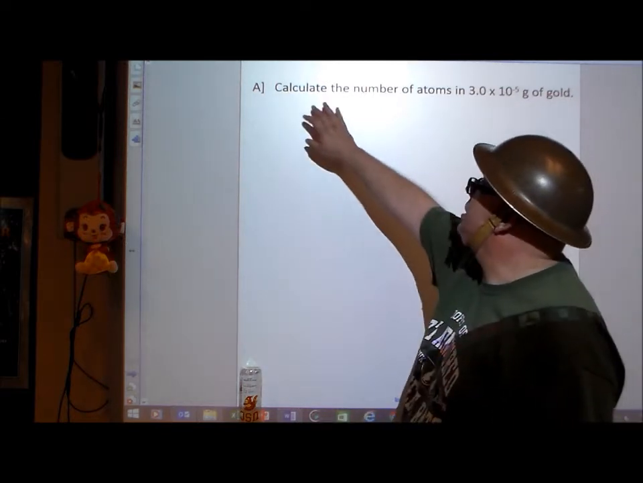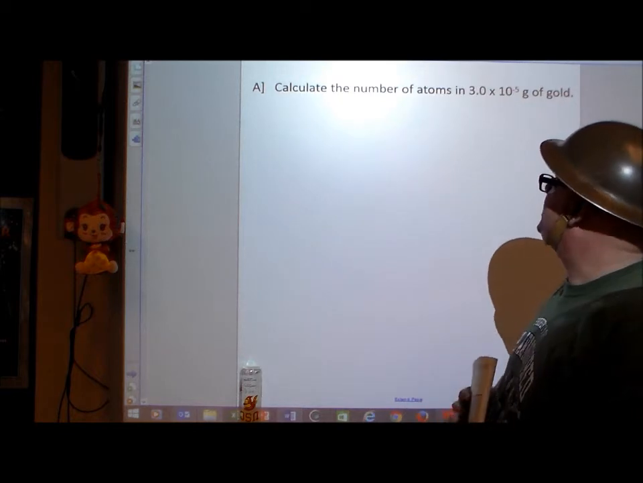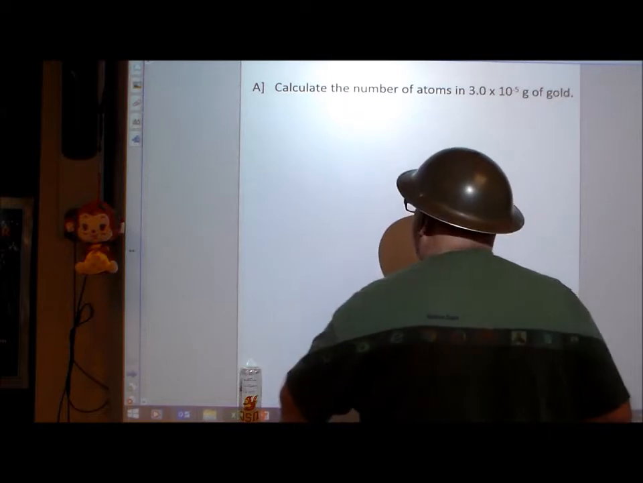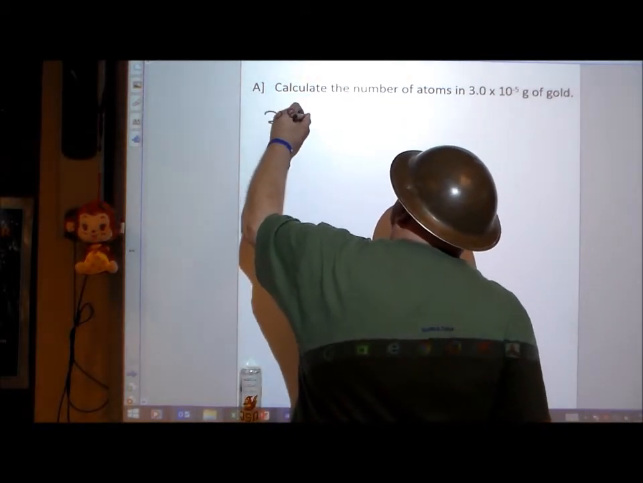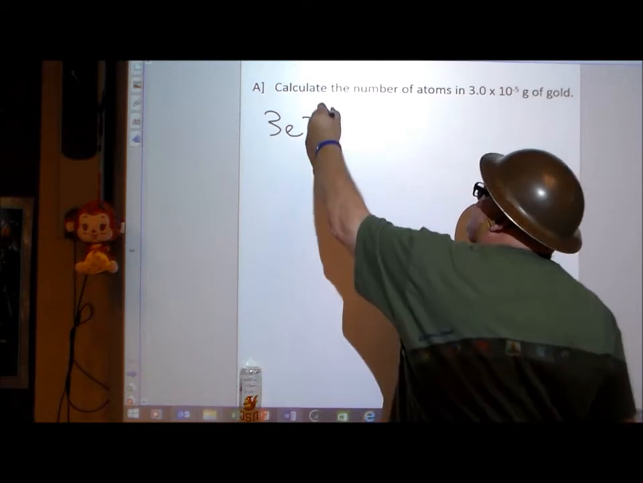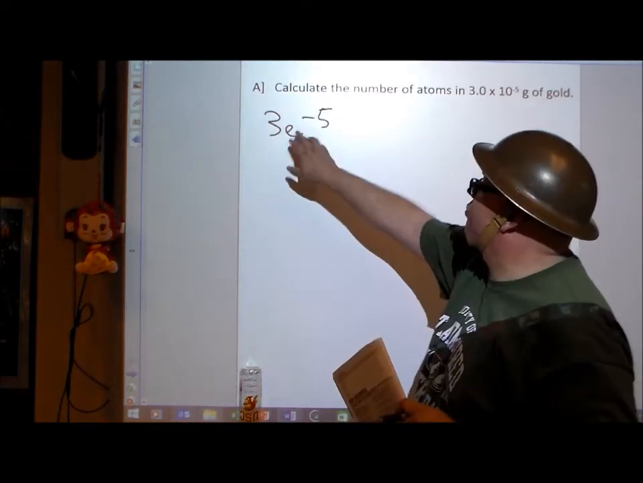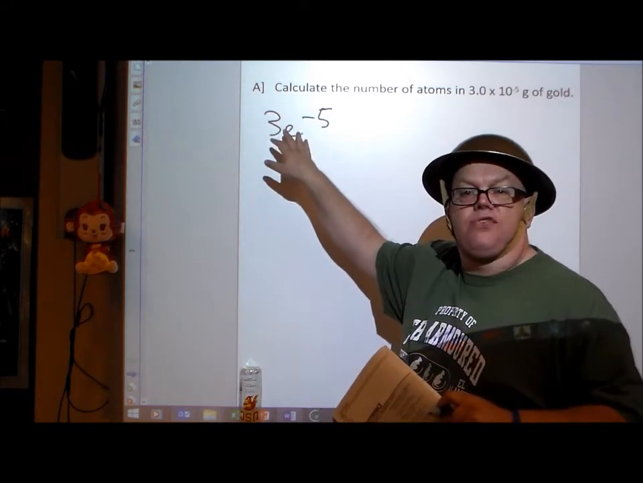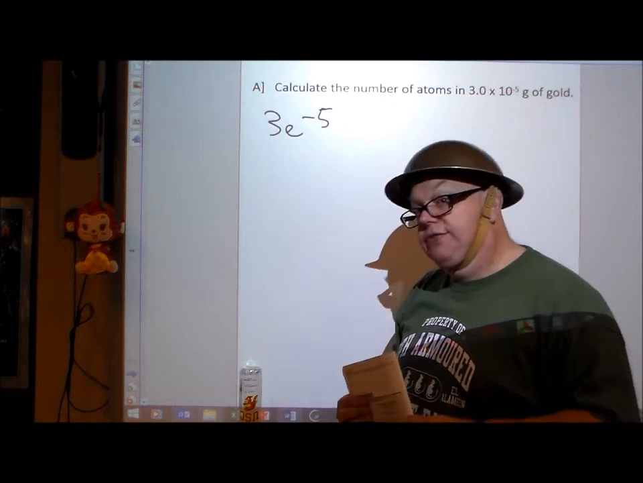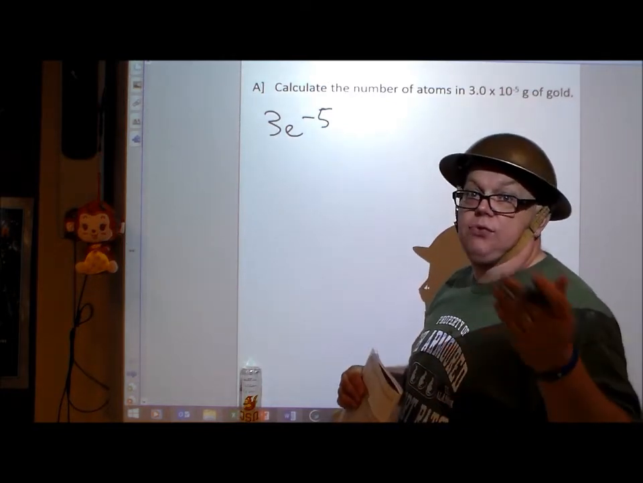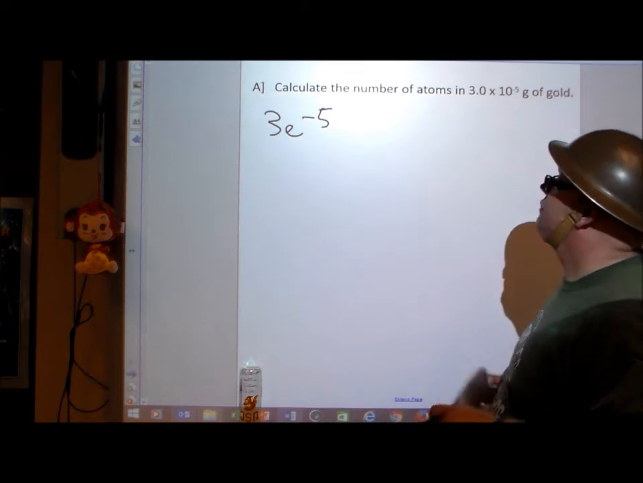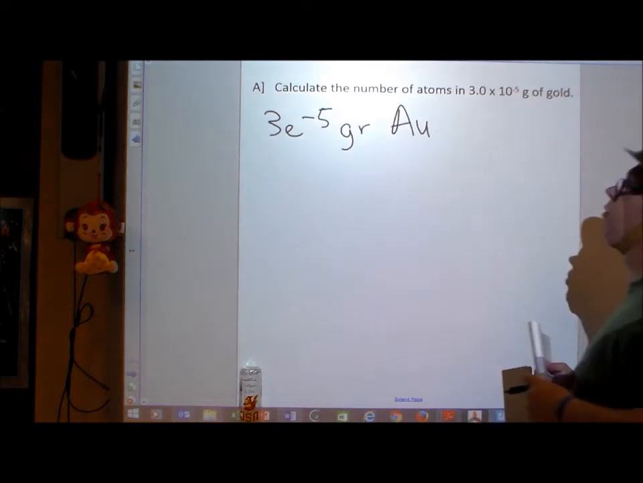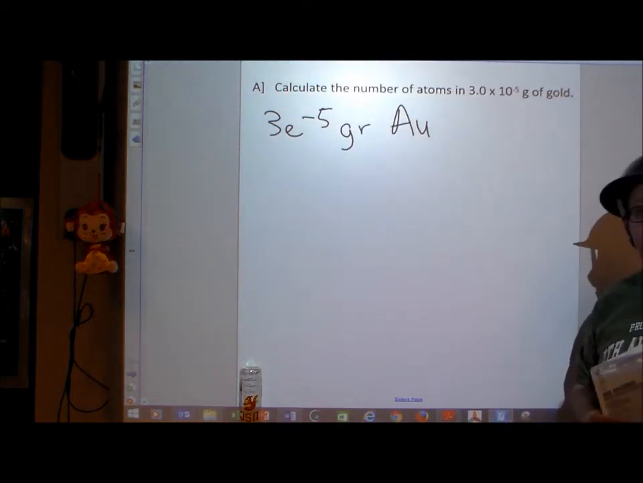All right, so number 1, calculate the number of atoms in 3 times 10 to the minus 5th grams of gold. Okay, so first off, we look at how we number this. Notice I say 3e to the minus 5th instead of saying 3 times 10 to the minus 5th. You find that on your TI-83, 84 calculators. I just do it for simplicity's sake. So we know that it's this many grams of gold. So the question is how many atoms are there?